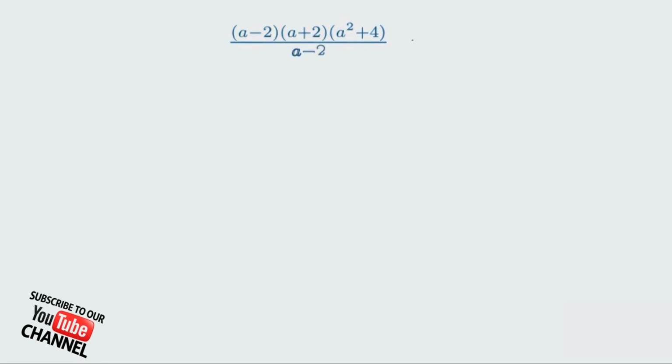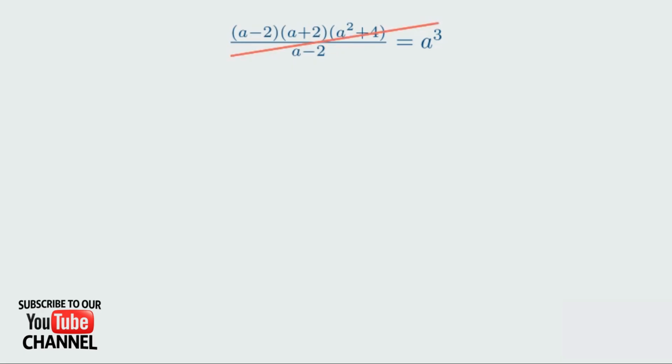Our equation becomes (a - 2)(a + 2)(a^2 + 4), all divided by a - 2, equals a^3. Here's where that condition a is not equal to 2 becomes important. Since we know a - 2 is not 0, we can safely divide both the numerator and the denominator by it, without changing the equation. The a - 2 terms cancel each other out, simplifying the left side significantly.